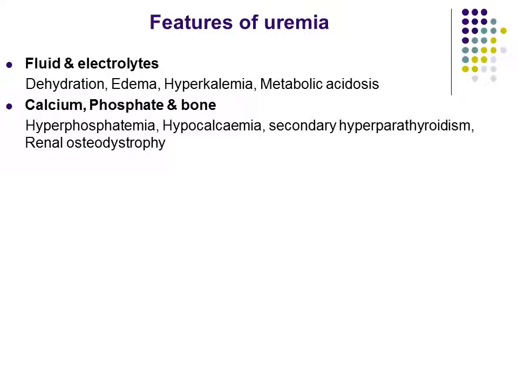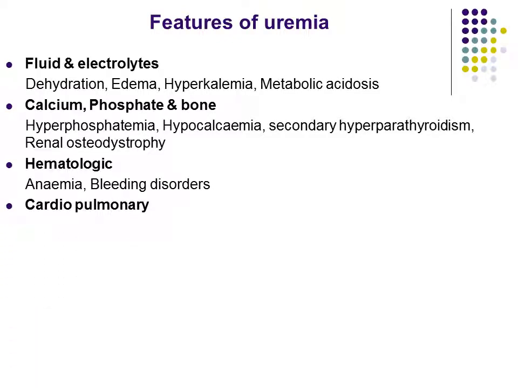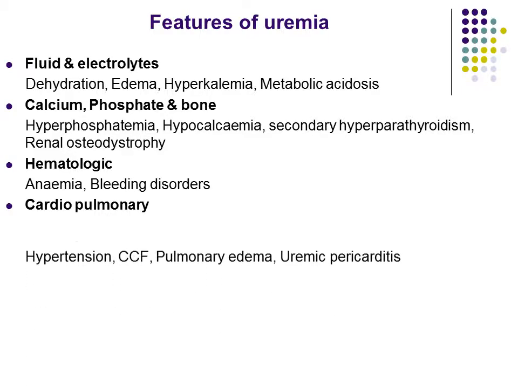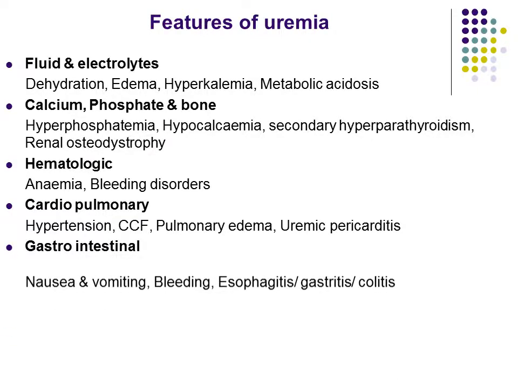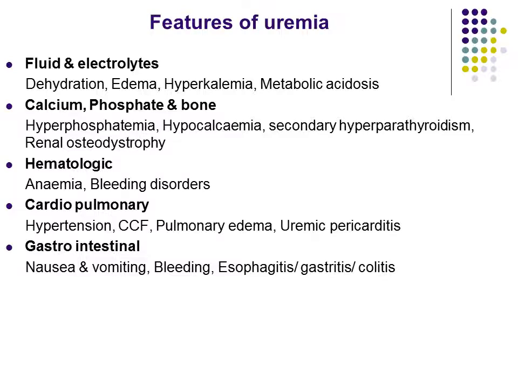There is abnormality in calcium phosphate metabolism leading to hyperphosphatemia, hypocalcemia, secondary hyperparathyroidism because of that, and renal osteodystrophy. Hematological abnormalities seen are anemia and bleeding disorder. Cardiopulmonary abnormalities seen with the uremia are hypertension, congestive cardiac failure, pulmonary edema, and uremic pericarditis.